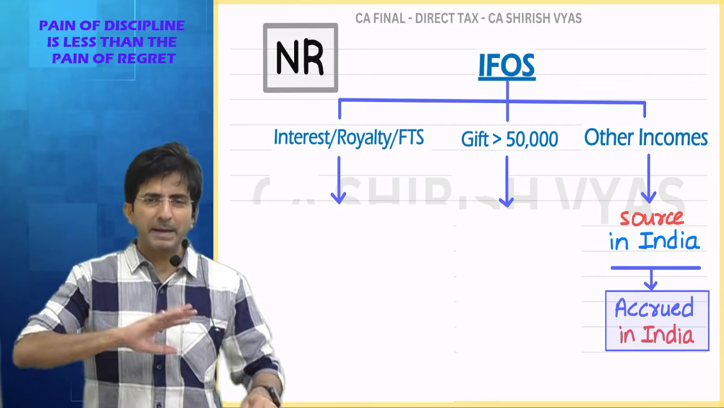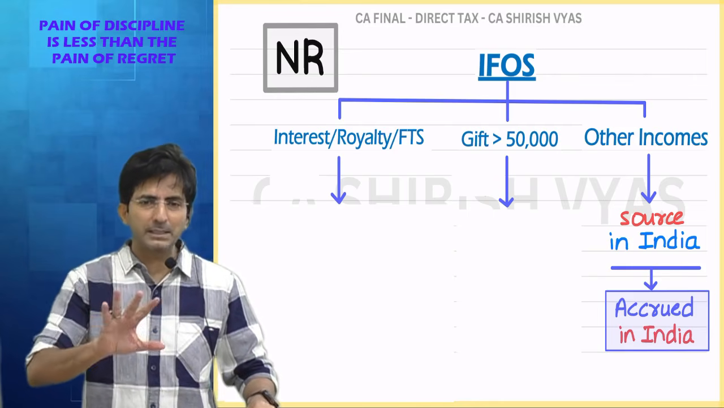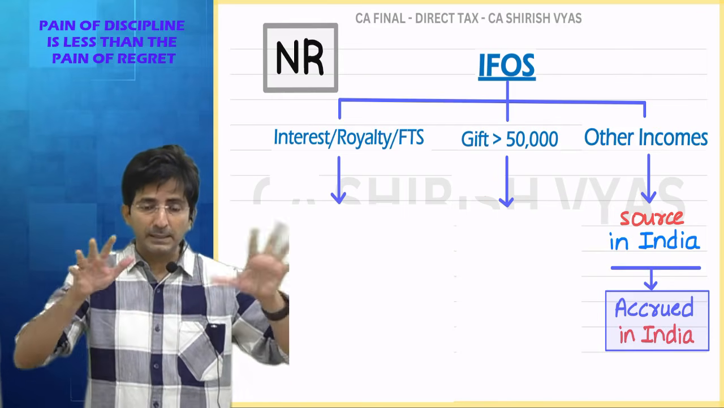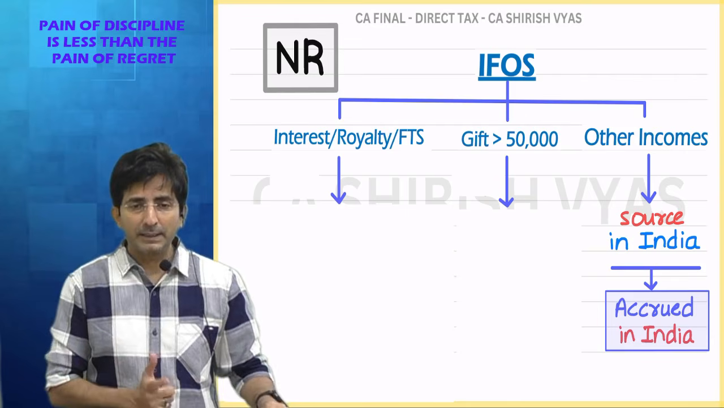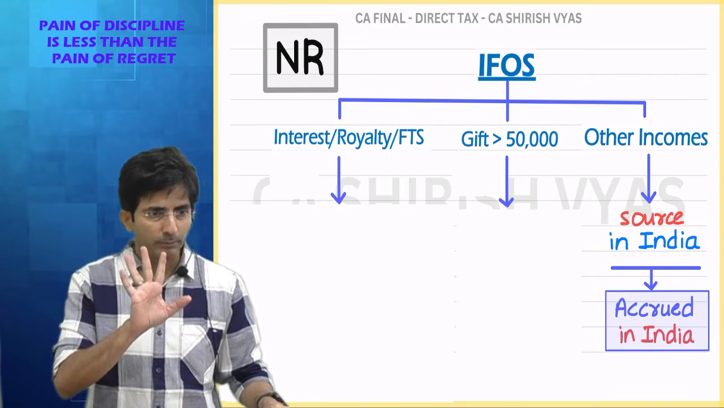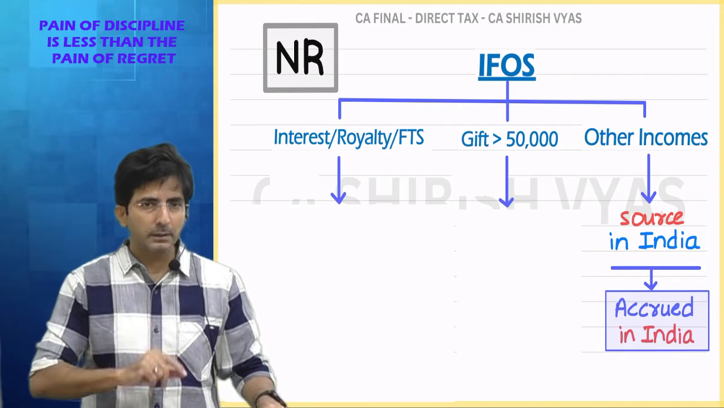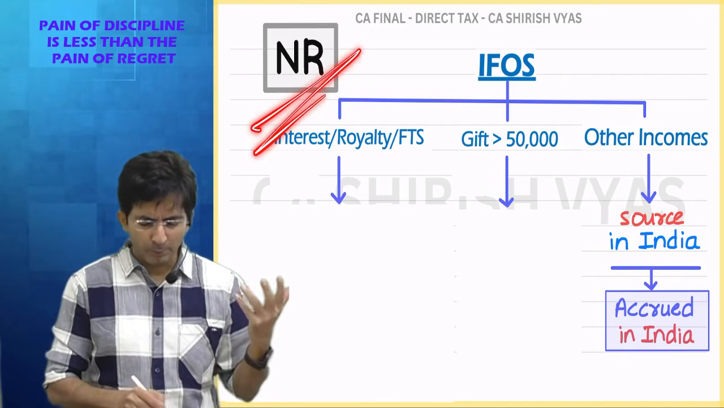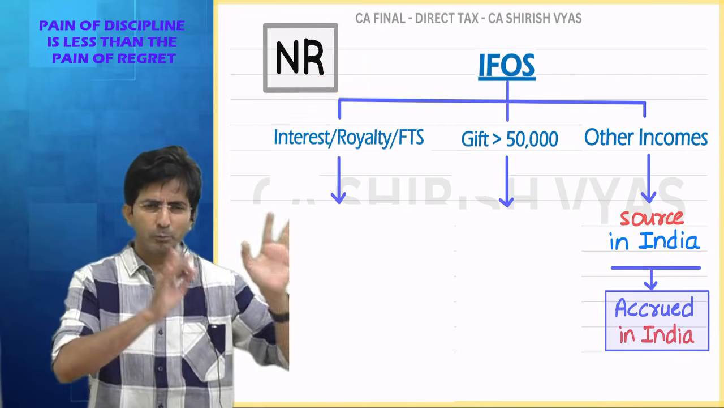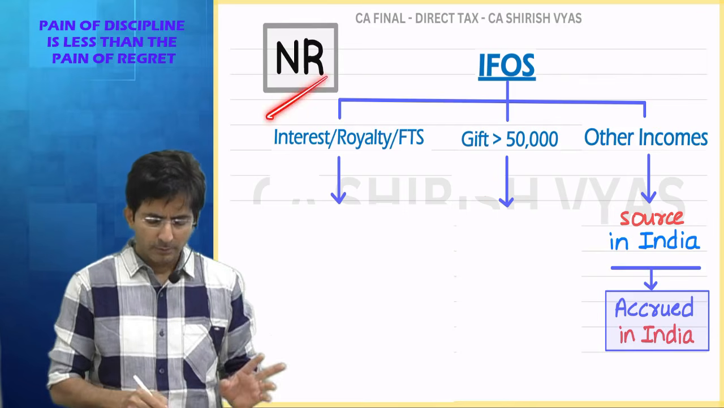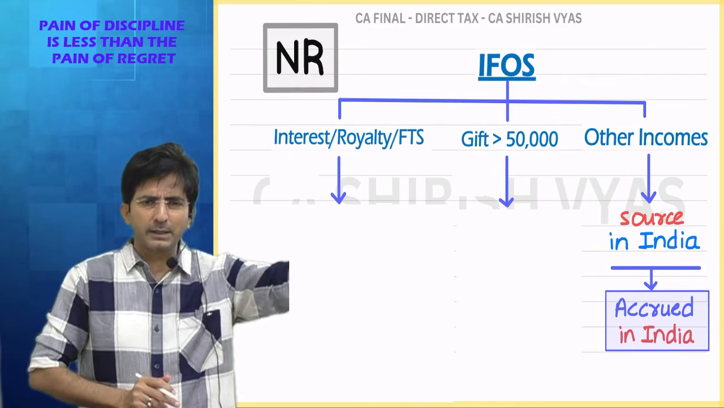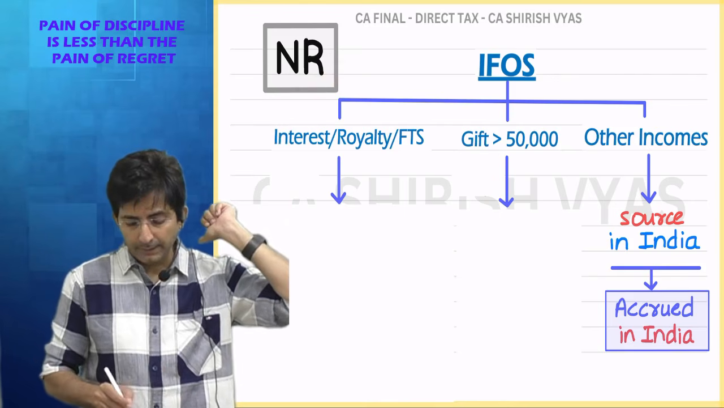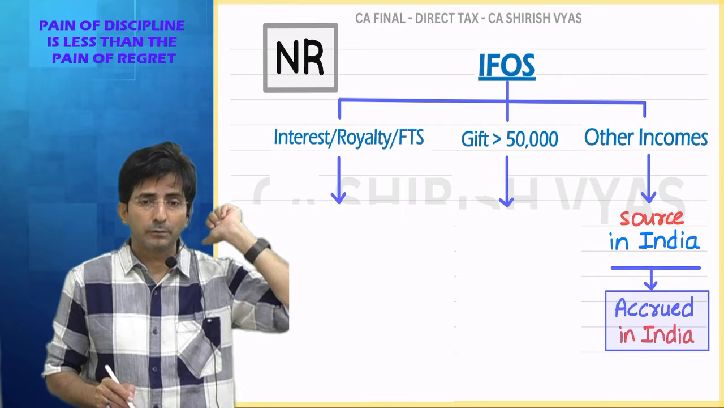There are exceptions. Marriage gifts are exempt, relative gifts are exempt. But under friends, if there is a gifting of more than 50,000, it is taxable or not, this you know. But now answer. Imagine some Singaporean guy. In all my examples, I am assuming that NR is of Singapore. So assume there is some Singaporean guy, non-resident. He got a gift of more than 50,000 from Shirish.